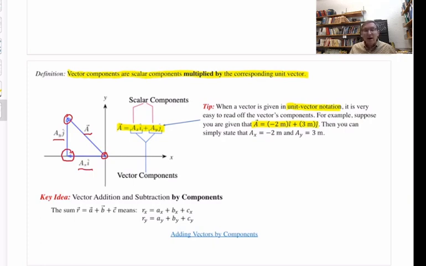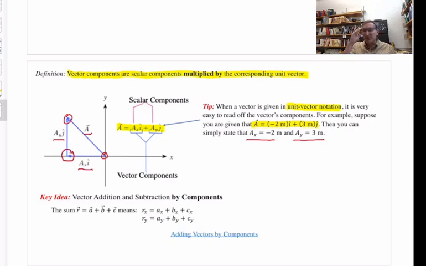Comparing that expression to the highlighted expression on the left, we can immediately write down what the scalar components of the vector A are, which we would just denote ax and ay. The x scalar component is whatever multiplies the i hat, in this case, -2 meters. And the y scalar component is whatever multiplies the j hat, in this case, +3 meters. So if we're given this vector A in unit vector notation, it has a negative x scalar component and a positive y scalar component, just like might be the case with the vector A that you see in this drawing.